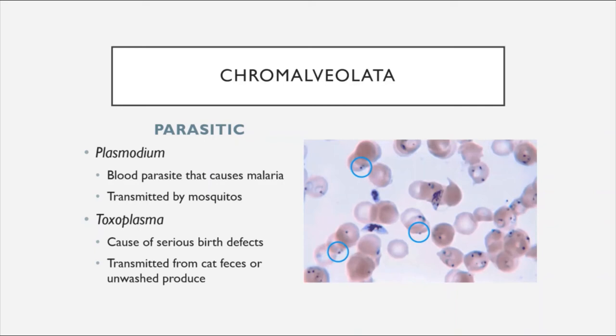If she acquires the infection while she is pregnant, not if she has a pre-existing infection going into pregnancy, or for immunocompromised people, especially people who have AIDS. It is transmitted from cat feces or from unwashed produce because it can also be found in the soil.